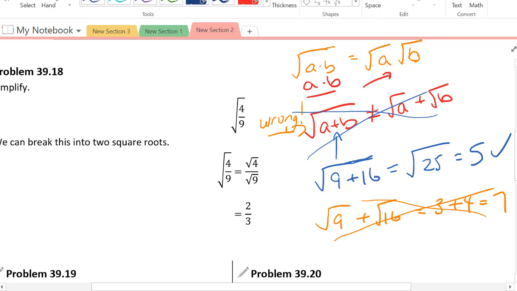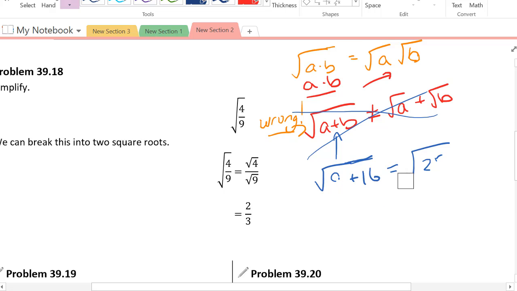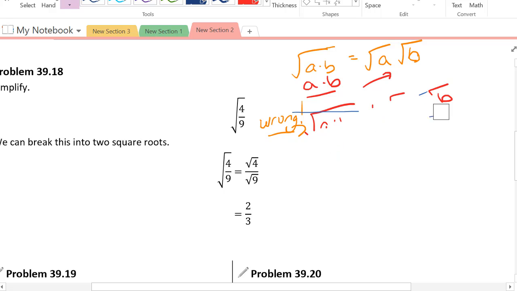Okay, only multiplication can I split up. Good. So now that I explained that, we can continue. You're probably going to see stuff like this later on.